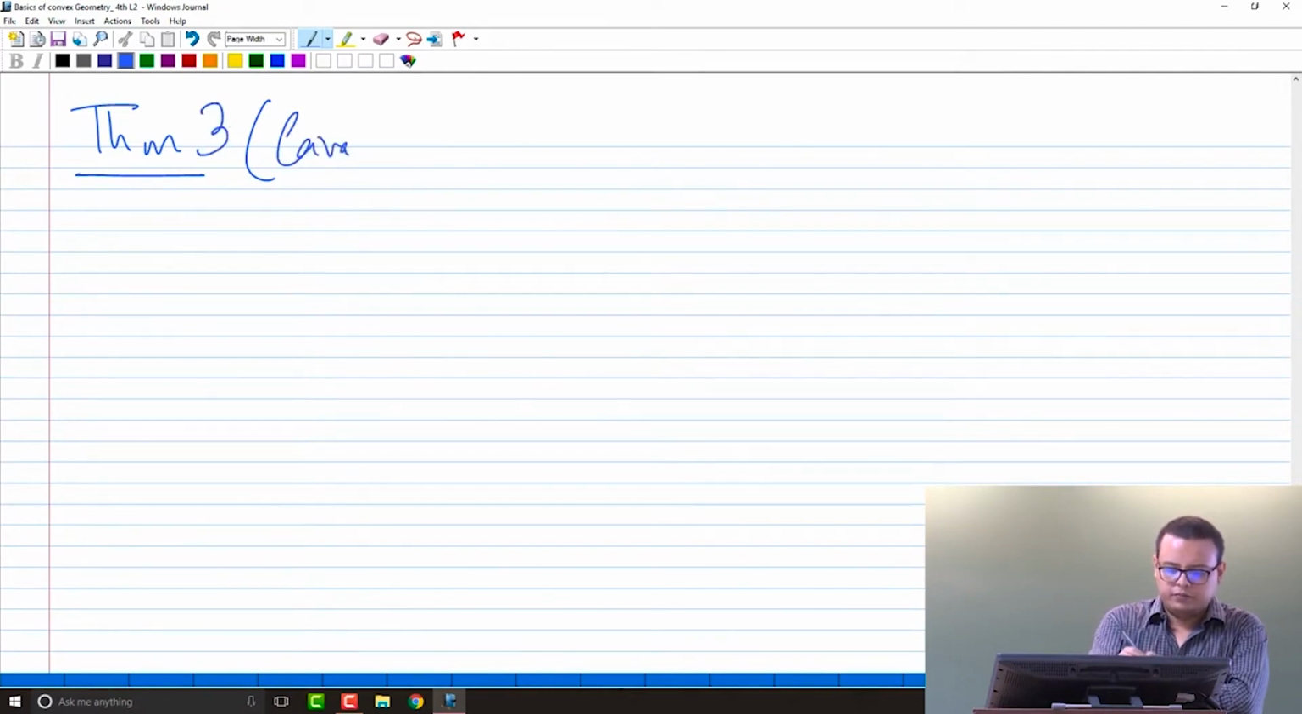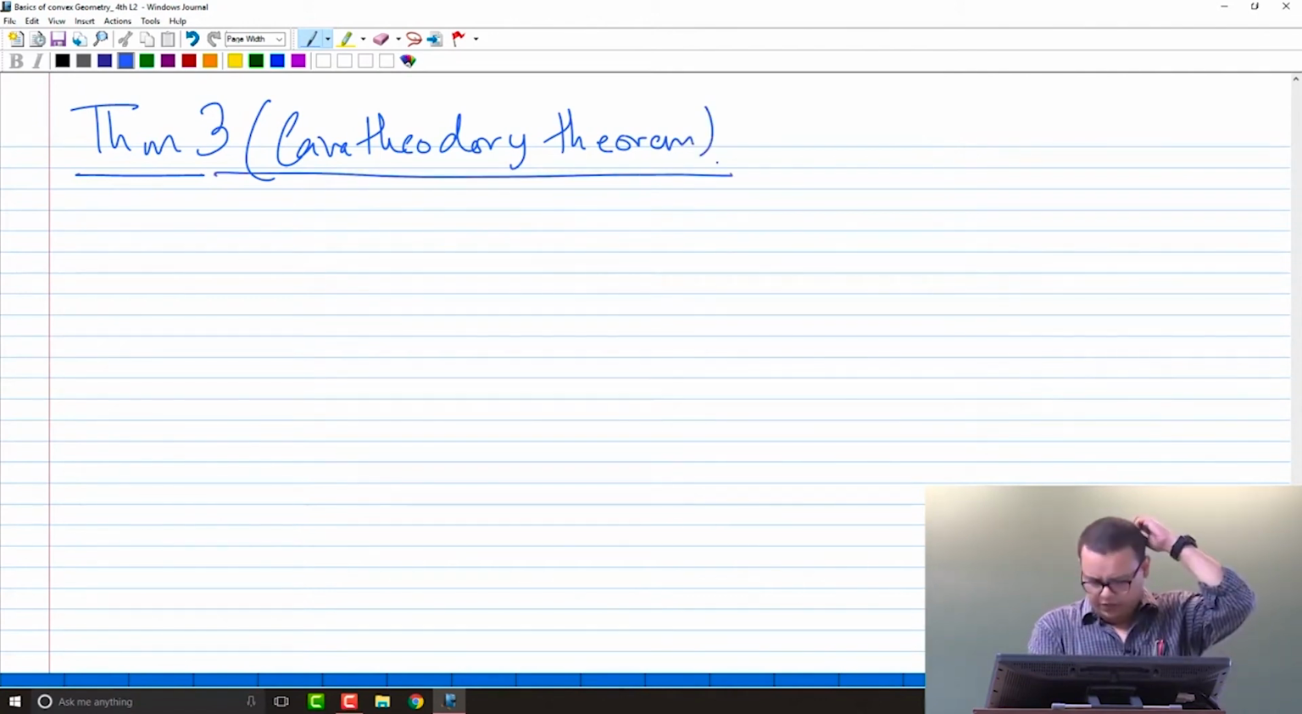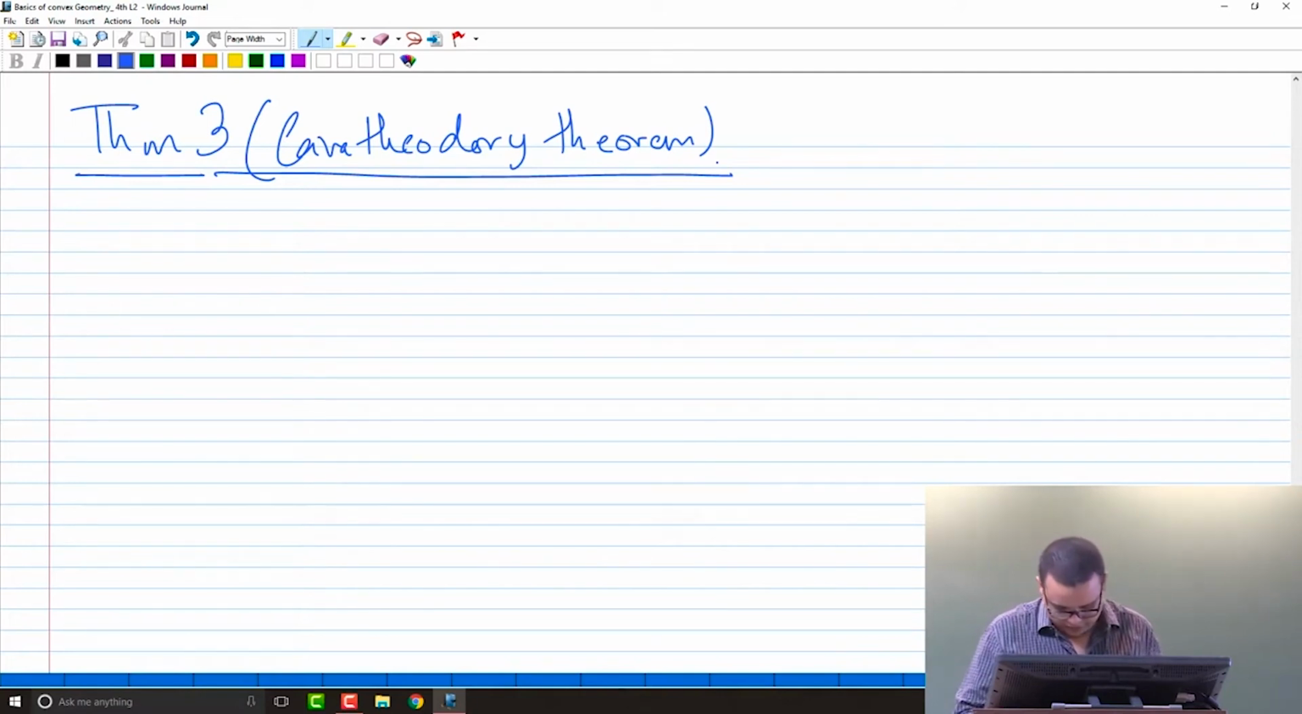Okay, so we will do one more. This should be the third one, Caratheodory's theorem. This is another important object that appears everywhere in convex geometry. Okay, so let me get the statement properly.